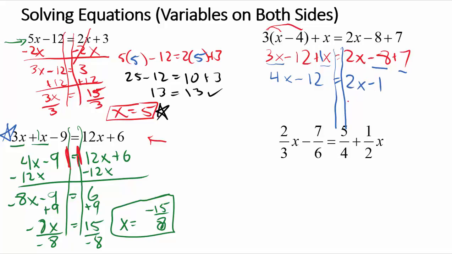And now, once again, I'm ready to start moving things around now that everything on each side doesn't have any like terms. So I'm going to start by bringing this 2x over to the left side. So I'll subtract 2x from both sides. That'll give me 2x minus 12 is equal to negative 1.